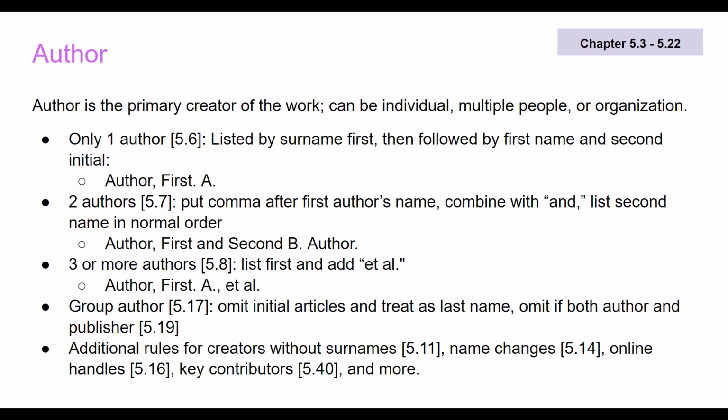And then again, there are additional rules to look at with authors, like someone without a surname, someone who has a name change, someone who's transgender, for example, people who are going by an online handle or a pseudonym, and other things about key contributors to a work. So there's definitely a lot of other rules with this author element that, again, you should definitely check out in the manual.